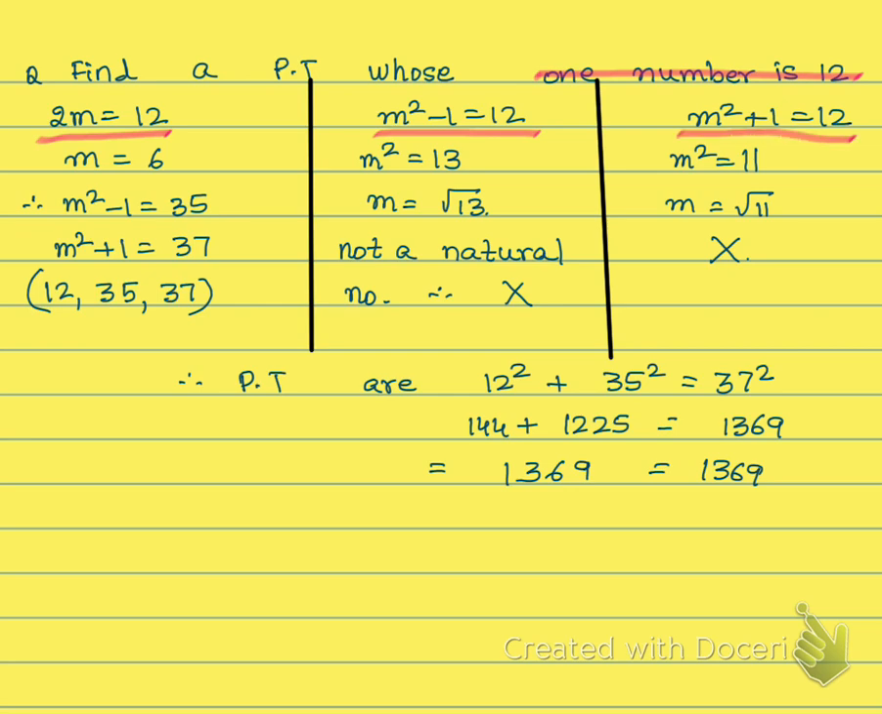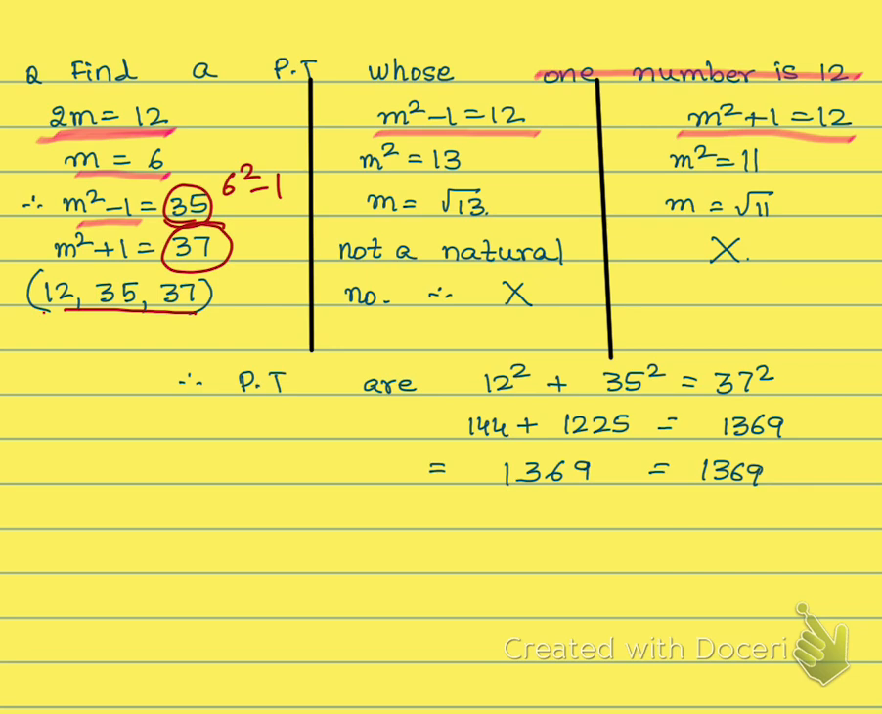Now, if my 2m is 12, that means m is 6. If m is 6, how much will be m square minus 1? Put the value, 6 times 6. So, I'll have here 6 square minus 1 gives me 35. 6 square plus 1 gives me 37. So, I'll have the Pythagorean triplet 12, 35 and 37. Now let's see about the others.